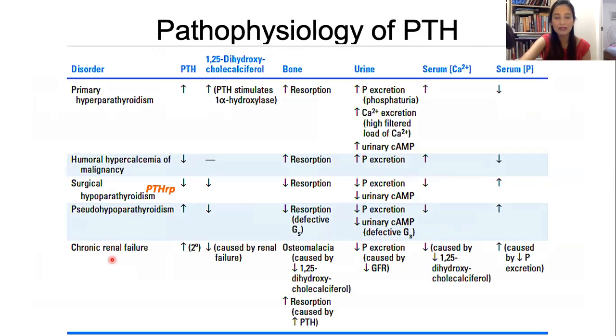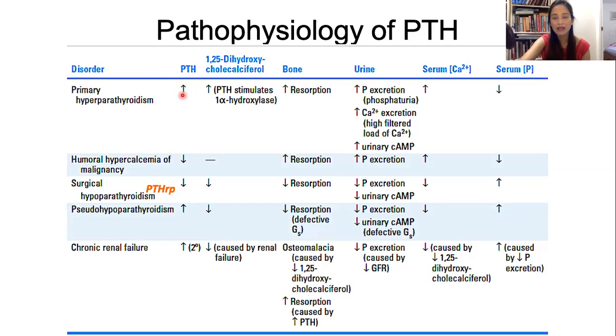So let's just discuss a few pathophysiologic states where your PTH is deranged. For example, in primary hyperparathyroidism, there is an elevated PTH. Usually it's because of a parathyroid adenoma. A parathyroid adenoma is a mass, no? Hyperplastic cells in your parathyroid gland, and it causes increased or excessive production of your PTH.